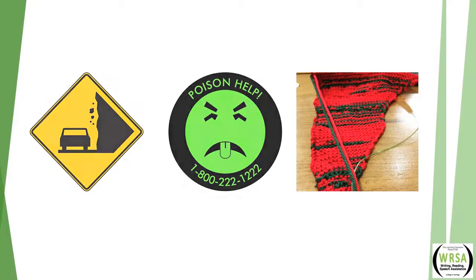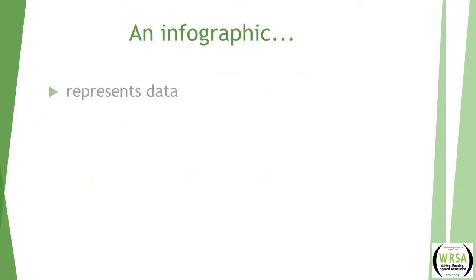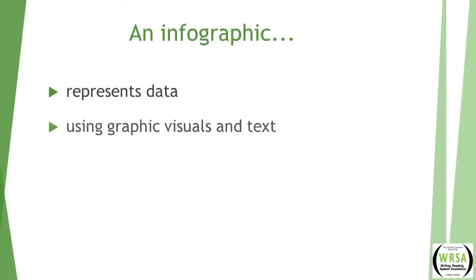Among these examples, the knitting piece is the best example of an infographic in that it works from a reliable, accurate data set. An infographic represents data using graphic visuals and text to educate and inform. More involved or evolved infographics can also tell a story and establish or prove an argument.